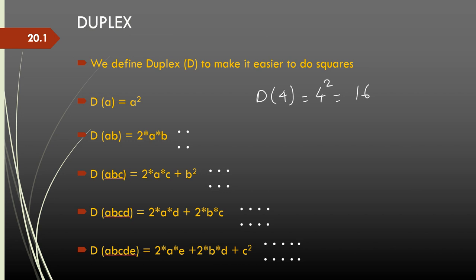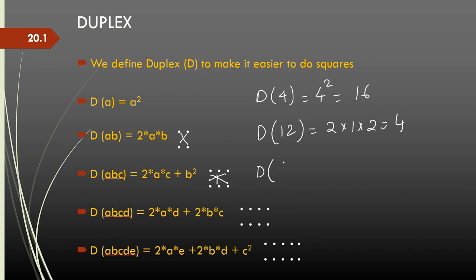The duplex of a 2-digit number is the crisscross. The duplex is the center term in the crisscross multiplication, always. For example, duplex of 12 is 2 into 1 into 2, which is 4. Duplex of a 3-digit number ABC is 2AC plus B square. You can also remember it as the center term in the dot multiplication or the crisscross multiplication.